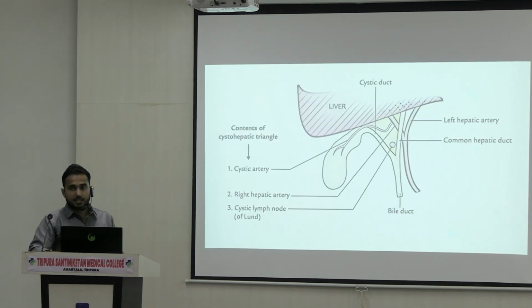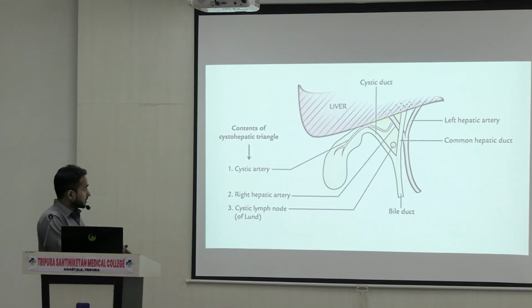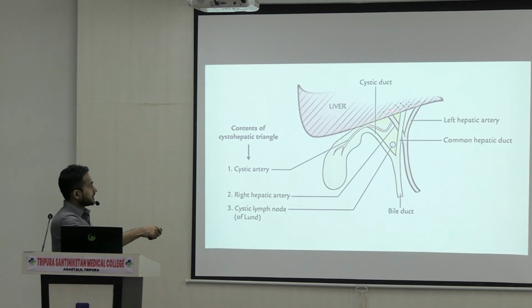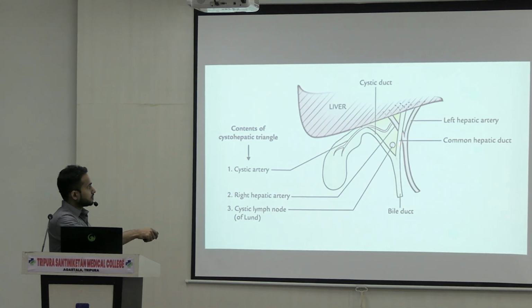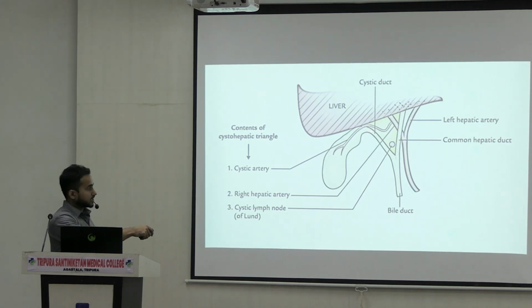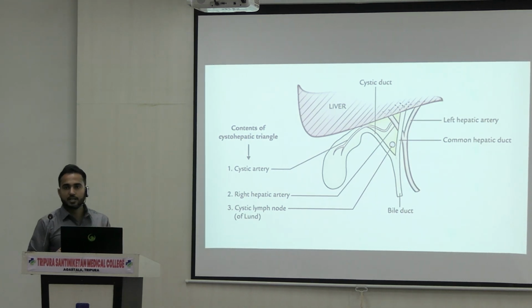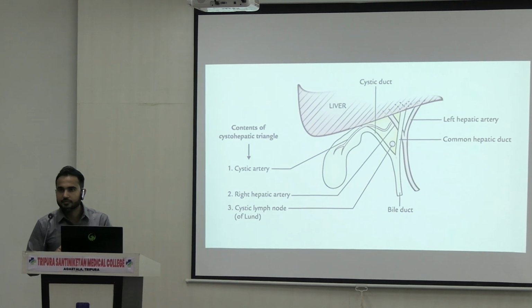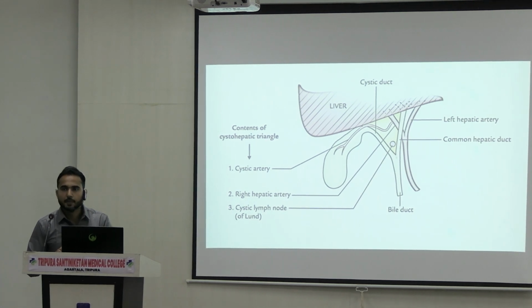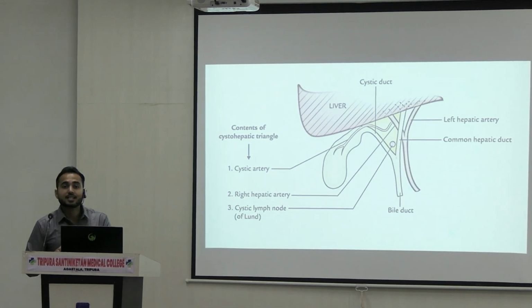Now here you can see the diagram of Calot's triangle. This is the undersurface of the liver. From here we get the cystic duct, and this is the common hepatic duct. In between, can you see a triangular area? This is Calot's triangle. In Calot's triangle, the cystic artery is there, the cystic vein is there, then lymphatics coming from the gallbladder. But the most important content is the cystic artery.